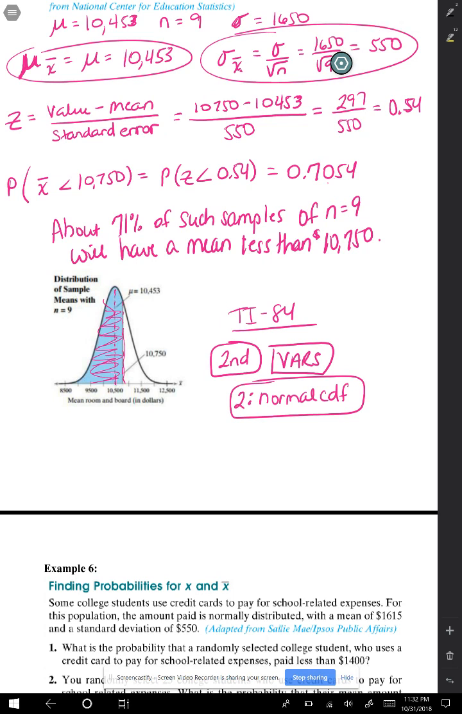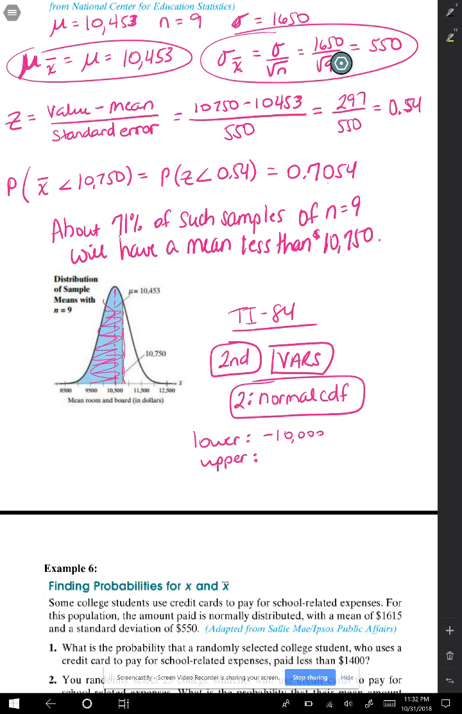Once you push that, it's going to ask you for a lower limit. Mine automatically puts in a lower limit. If it doesn't, you want to put in a really small number, like negative 10,000. And then it's going to ask for your upper limit. I'm going through the steps where we do it from the original numbers, and then I'm going to show you how to do it from the z-score.